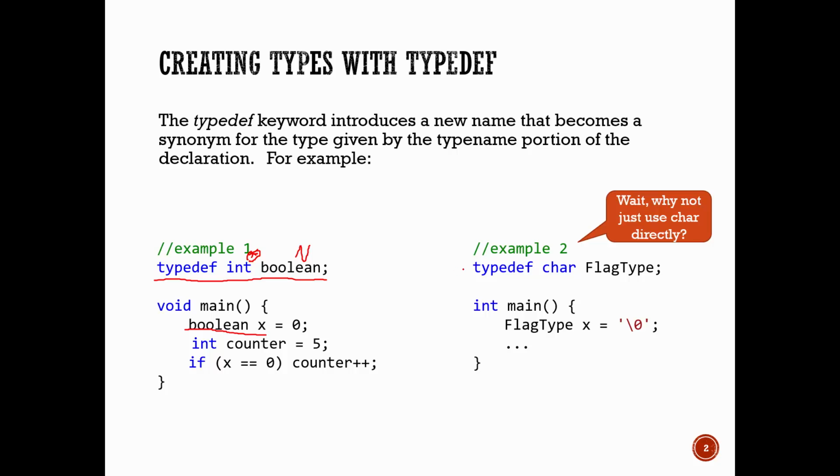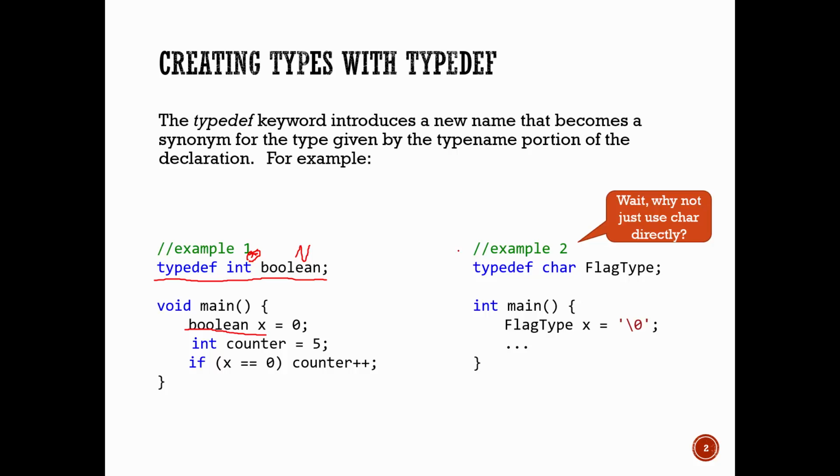Now, on the right-hand side, we have a second example. We're doing this thing called flag type. You can see there we have a typedef char flag type. So we're creating a new type called flag type, and behind the scenes, it looks like a char. Then in main, we have flag type x equal, and you can see we're setting a char into it. Pretty much the same stuff that's happening in the first example.